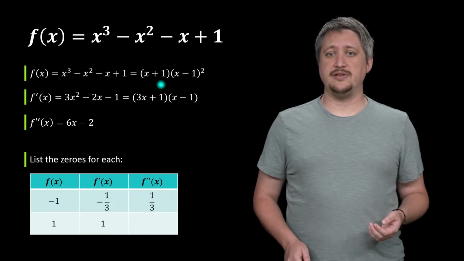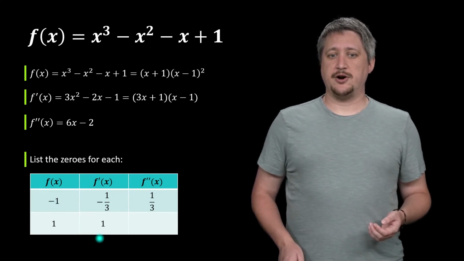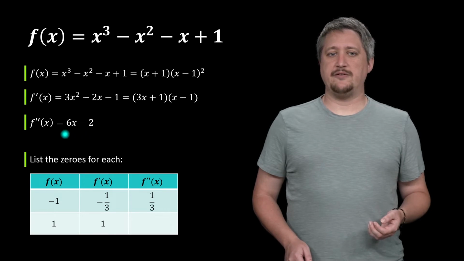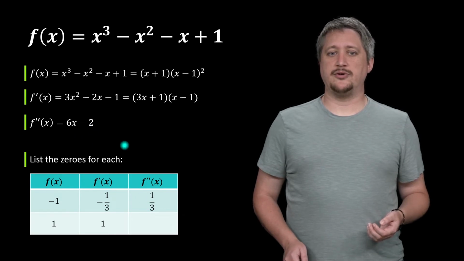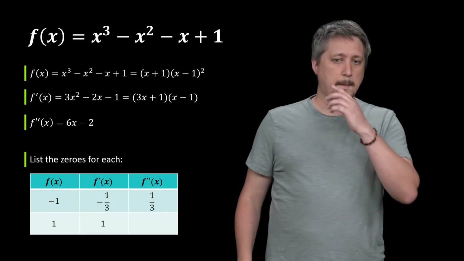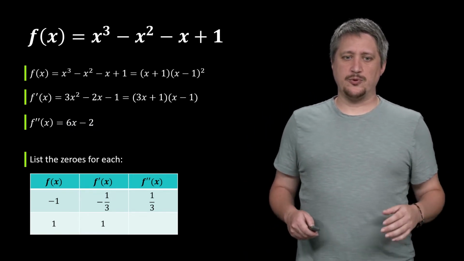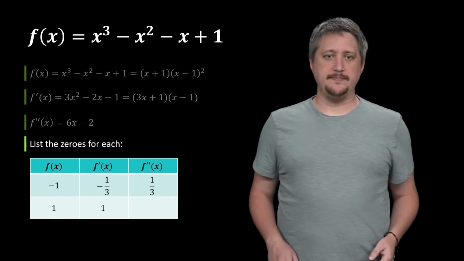Pulling it out of these pieces here. f prime of x has one at -1/3 from that part and one from the second part. And f double prime of x has one at 1/3, right? I can set that equal to 0 and solve. So I'm going to list all the zeros. I got those for the f, f prime, and f double prime.